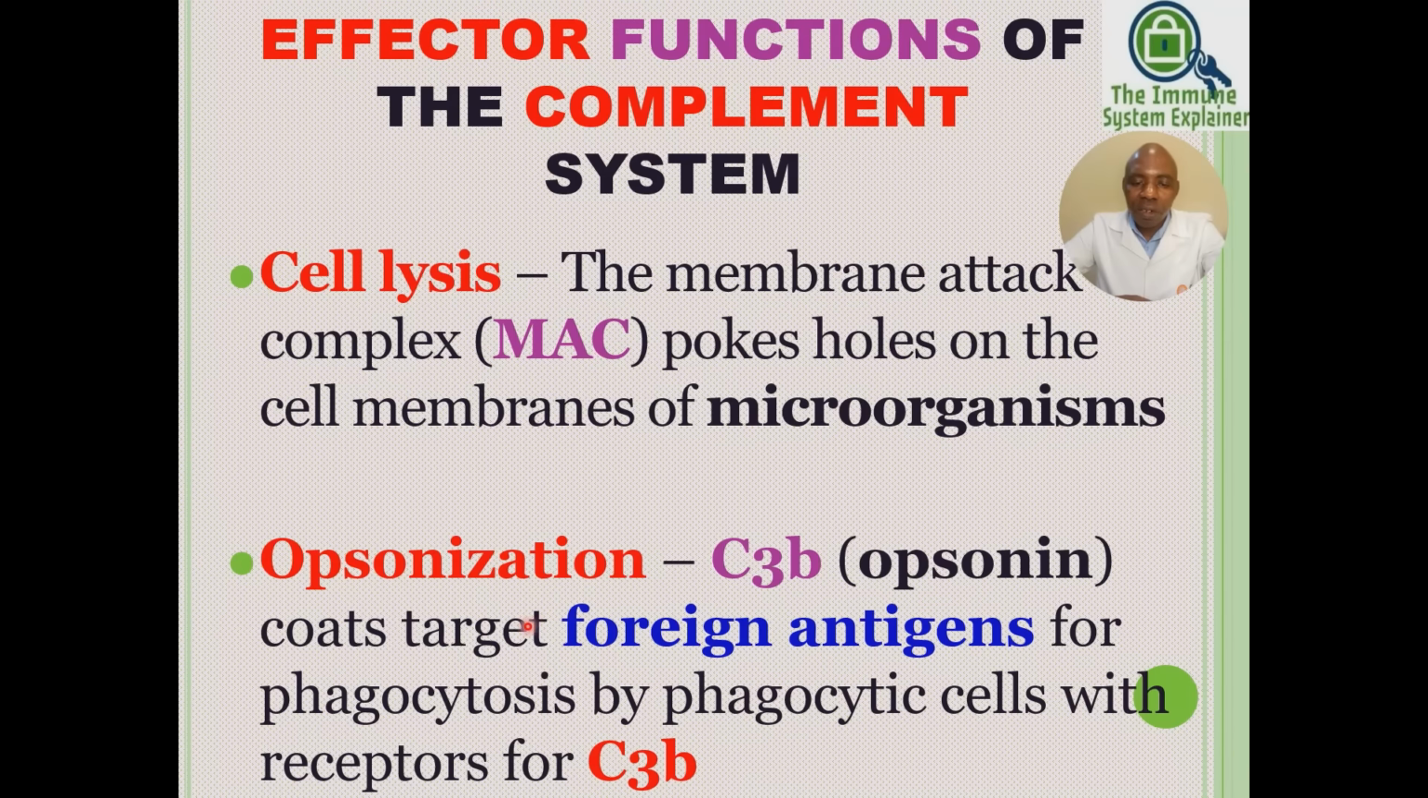Then we have opsonization. C3b is an opsonin, ladies and gentlemen. It has the ability to coat the foreign antigen. The bacteria or the fungi in that case is going to be coated, and then because phagocytic cells have receptors for C3b, what that means is that once bound by the C3b, bacteria are going to be more vulnerable to phagocytosis by phagocytic cells like macrophages, dendritic cells, and neutrophils perhaps. Okay.